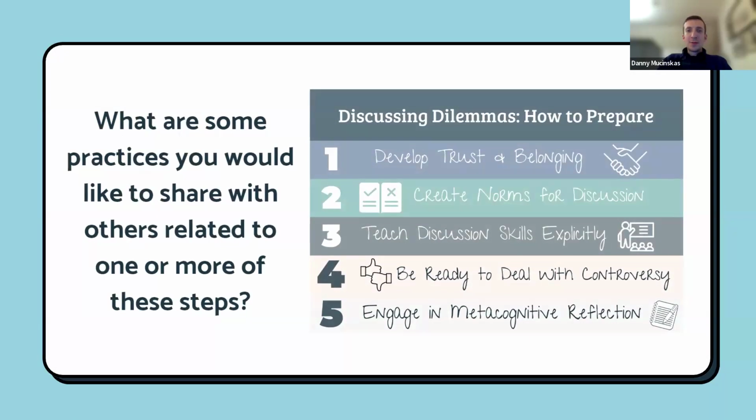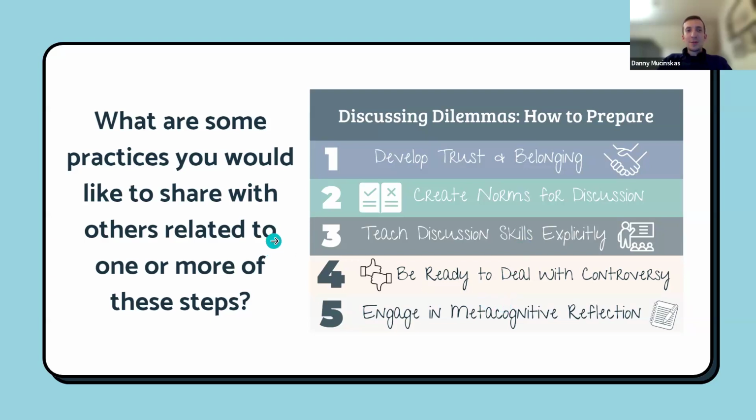So again, this is a moment we wanted to give you time to think about what you've heard about these 5 principles or guidelines for dilemma discussions. So again, developing trust and belonging, creating norms for discussion, teaching discussion skills explicitly, being ready to deal with controversy, and engaging in metacognitive reflection.